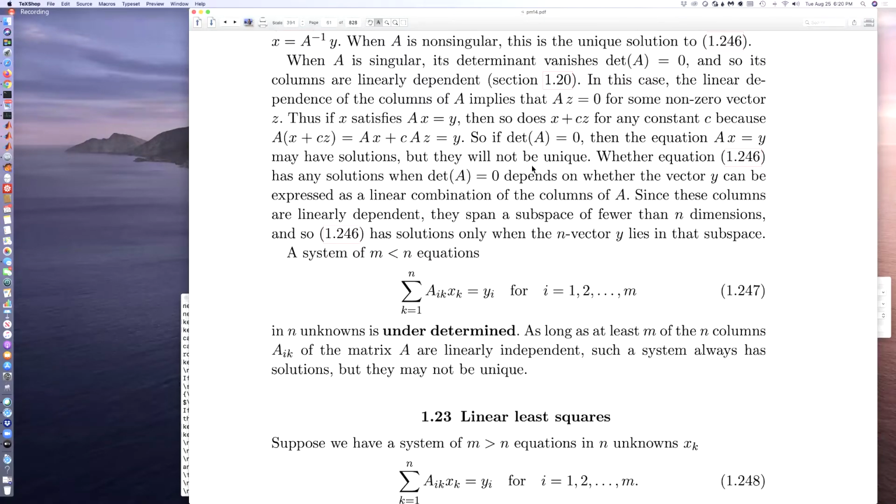You may have, if it's a 10 by 10 matrix and it's singular, which is to say its determinant vanishes, then you might have 5 linearly independent solutions, but each of those 5 will have infinitely many solutions. In fact, a 5-dimensional space of solutions.